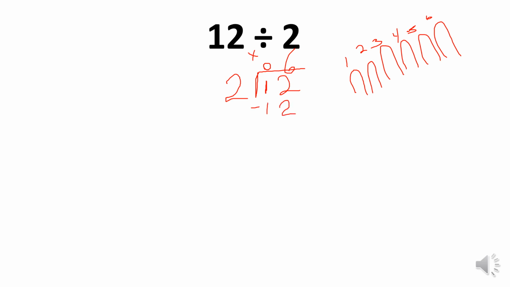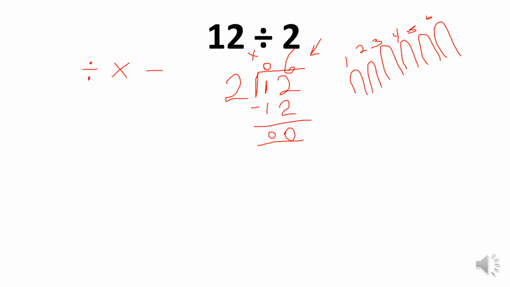Now we are going to subtract. 2 take away 2 is 0. 1 take away 1 is 0. So our answer is 6. Now, what are the steps when we are dividing? When we are doing long division, the first thing we do is divide. Then we multiply. And finally we subtract.